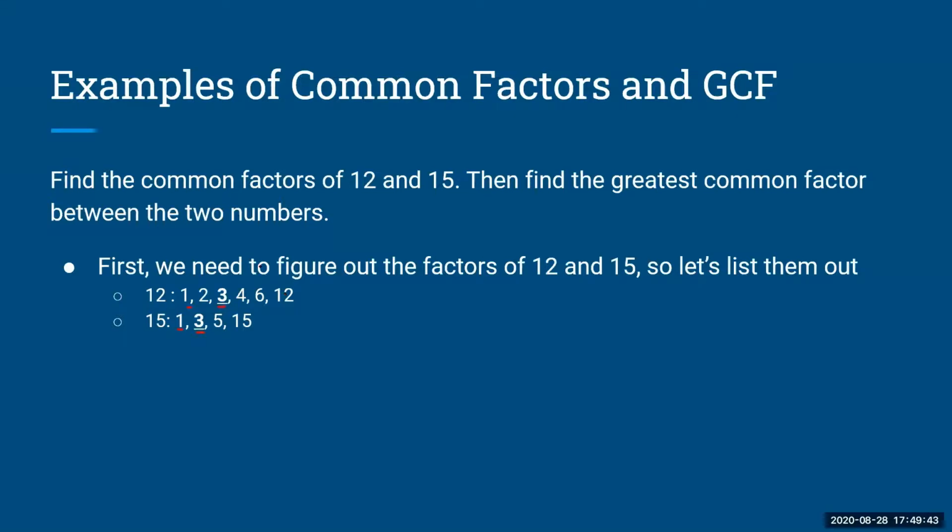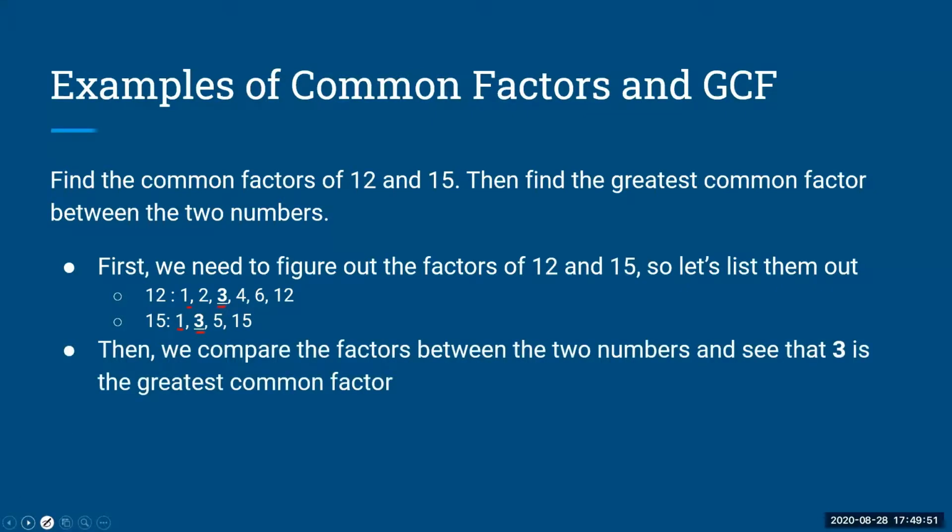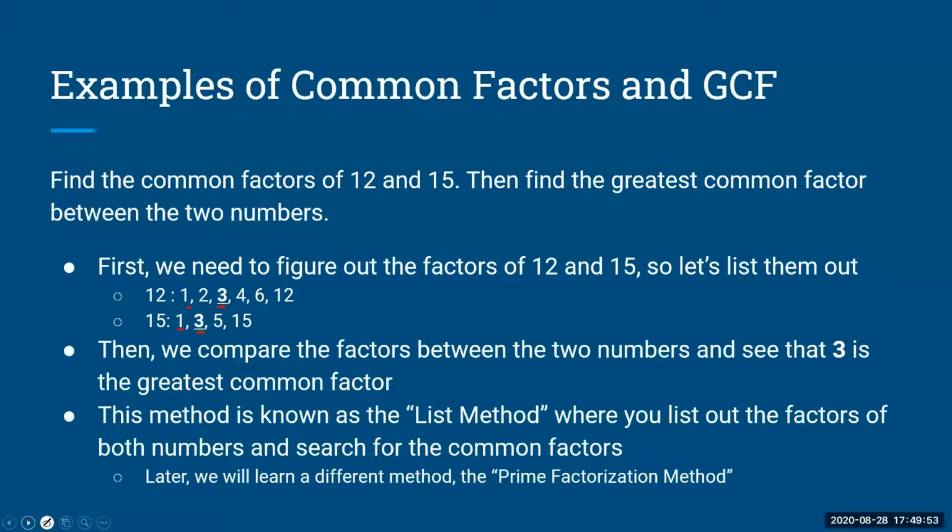Because 1 times 12 is 12, 2 times 6 is 12, and so on and so forth. 1 times 15 is 15, 3 times 5 is 15. Then we compare the factors and see that 3 is the greatest common factor. So this is called the list method. That's how you start off learning, but we're going to learn prime factorization, which is way better, way easier, way more fun, in my opinion.